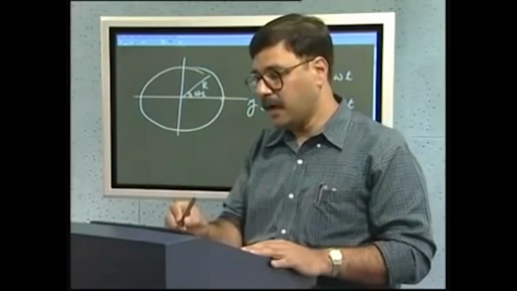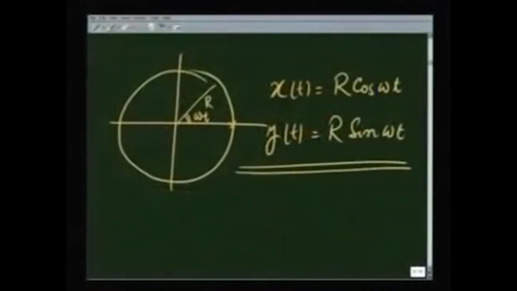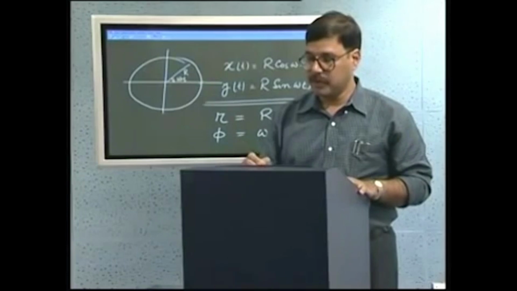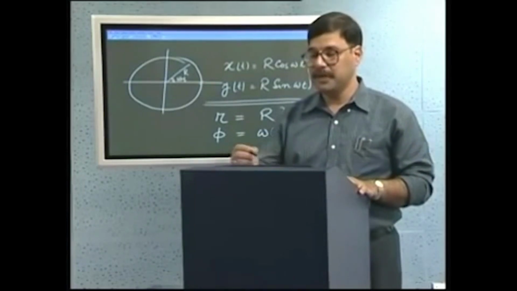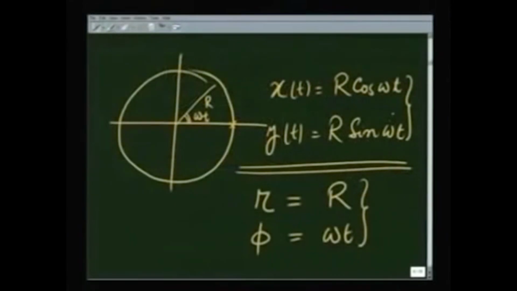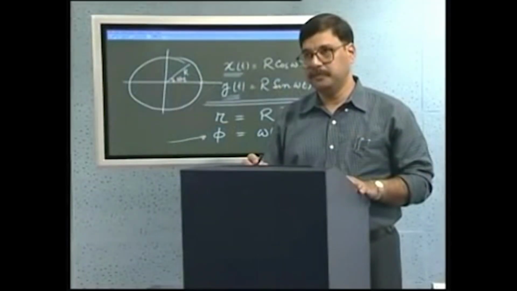On the other hand, I could very well write this position as the radius of the circle being constant with time equal to r, and the angle of the radius vector to be equal to omega t. You appreciate the difference between the two descriptions, one in terms of x and y coordinates and the other in terms of r and phi coordinates. In this case, both x and y are functions of time, whereas in this case only phi is a function of time, so that effectively the change of coordinate with time is in only one coordinate.